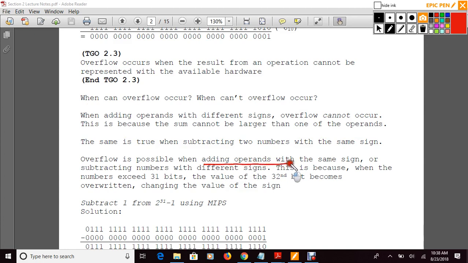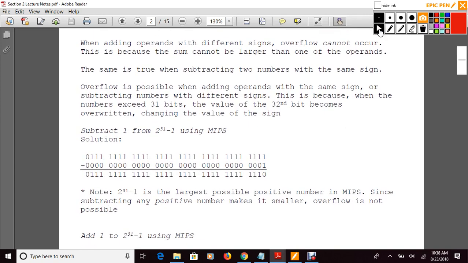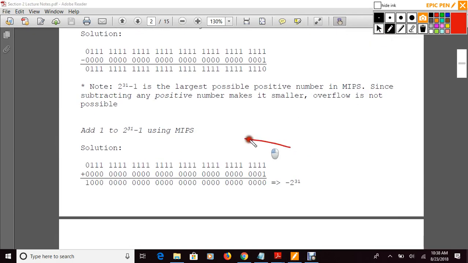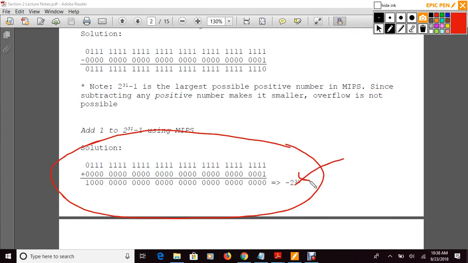So if it's adding operands of the same sign or subtracting numbers of different signs, so I need more out of the bowl than is there, it's kind of negative overflow, so it becomes empty. So subtracting 1 from 2 to the 31 minus 1 using MIPS, that's an example of this. You can't get overflow because you're just subtracting. Likewise, adding 1, and that was an example I gave you, comes out to negative 2 to the 31, which is not the value we want. 2 to the 31 minus 1 plus 1 should not be negative 2 to the 31.